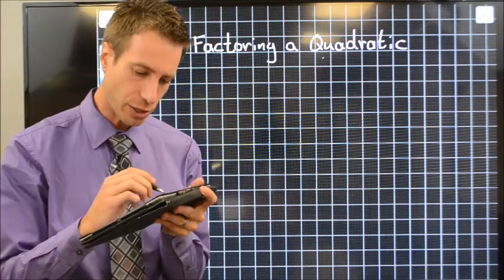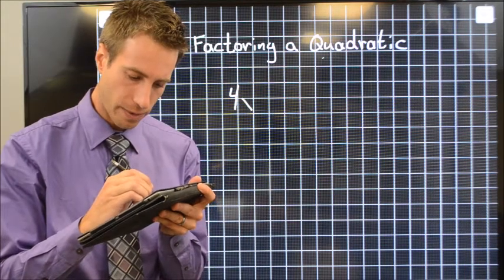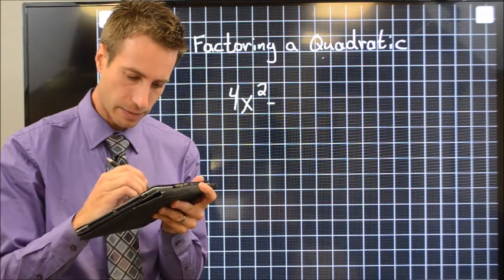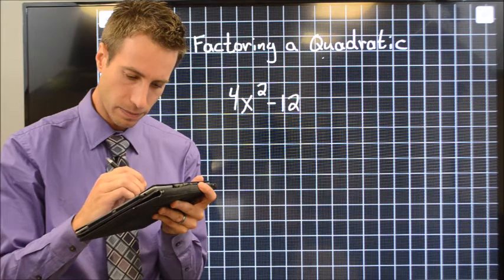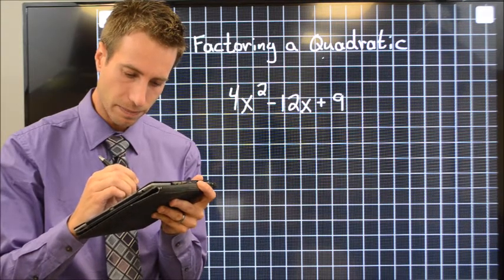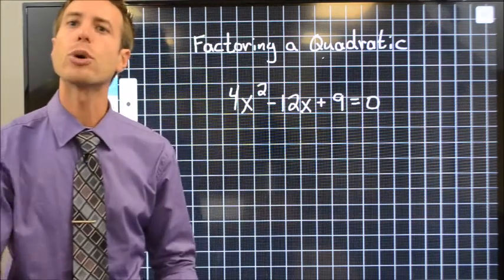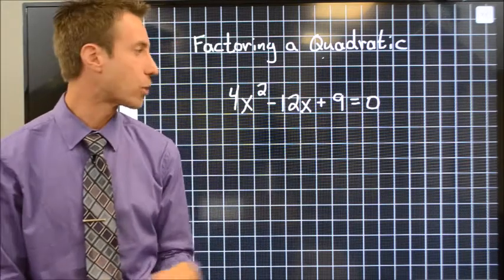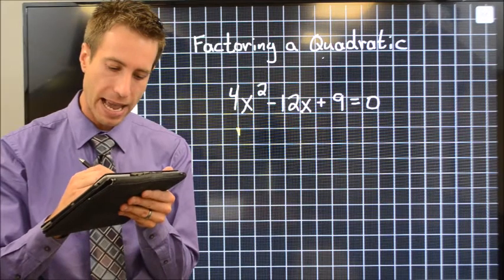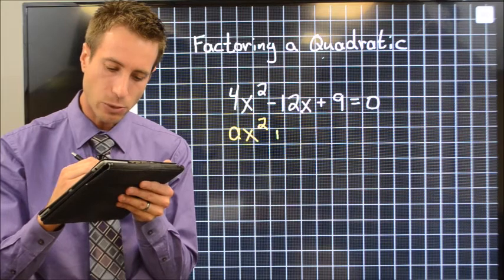What if I asked you to do 4x squared minus 12x plus 9 is equal to 0? Well, once again, you should quickly recognize this as a quadratic because of the x squared term, and you know that it fits this general form: ax squared plus bx plus c is equal to 0.